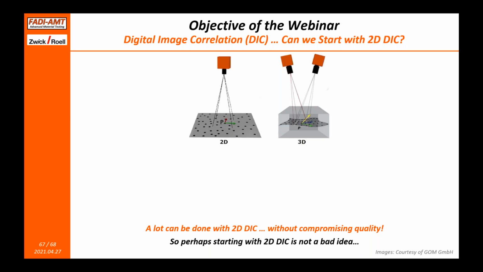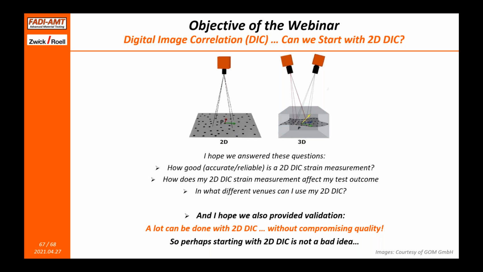My last slide is just a sum up. What we started with today is an objective. We wanted to show a comparison between 2D and 3D, not just for the sake of comparison. We wanted to compare 2D and 3D DIC systems or approaches for the purpose of answering several questions. Those questions were, how good or reliable is a 2D DIC measurement? And I think we've shown that it's really good. And if done properly, it is as good as a 3D DIC measurement for certain applications and certain tests, of course.